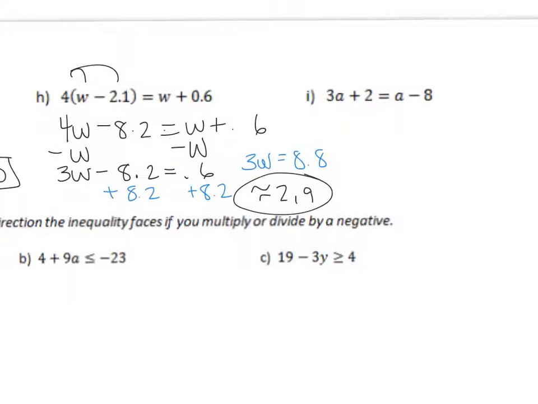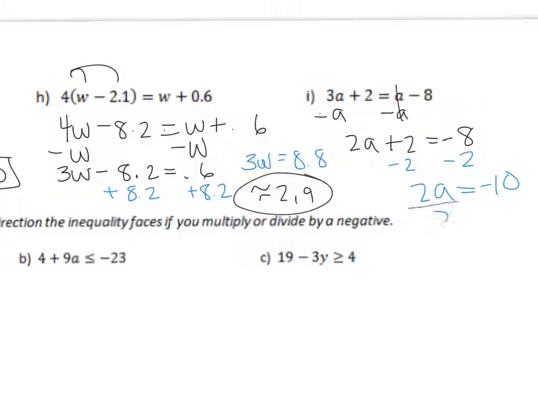And then letter I, subtract A, cancel out. So 2A plus 2 equals negative 8. Subtract 2, so 2A equals negative 10. A equals negative 5.